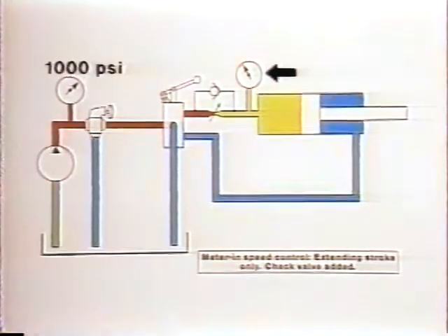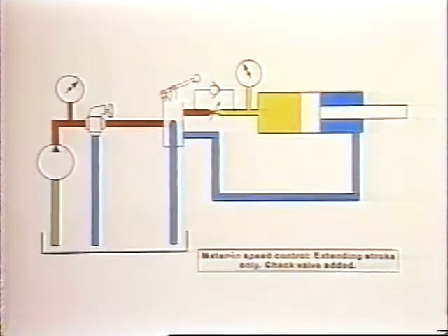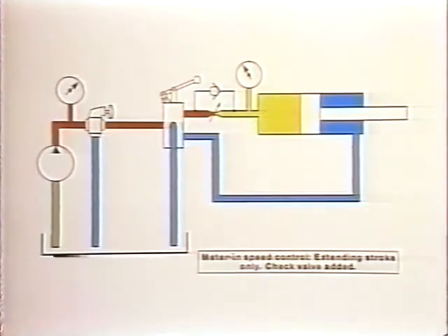The difference between the two readings is called the pressure drop across our orifice. That's the pressure required to push the 5 gallons per minute through the orifice. We refer to this as a meter-in circuit. That is, we're metering the oil going into the cylinder.